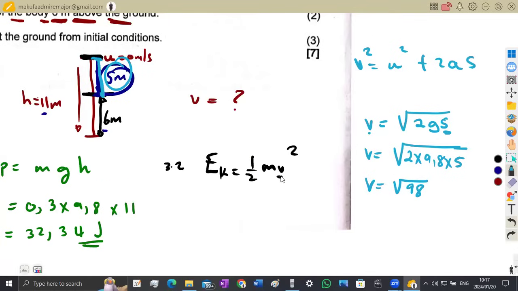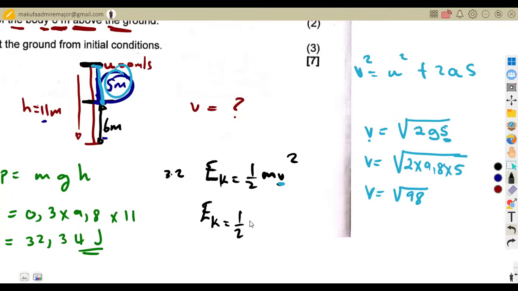Why? Because we've got v squared. Remember, if you square the square root, you get what is under the square root. So that is the advantage that I'm trying to have. That means we're just going to substitute our information as it is. That is the half times the mass, which is 0,3, times the velocity after the displacement covered, which is 98 squared.